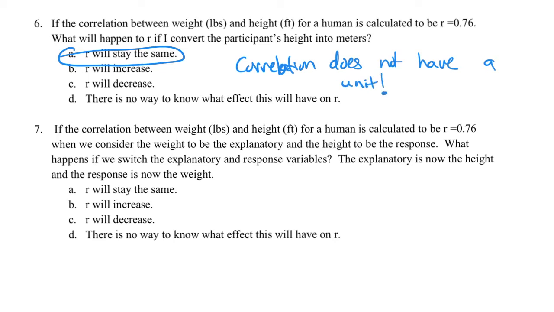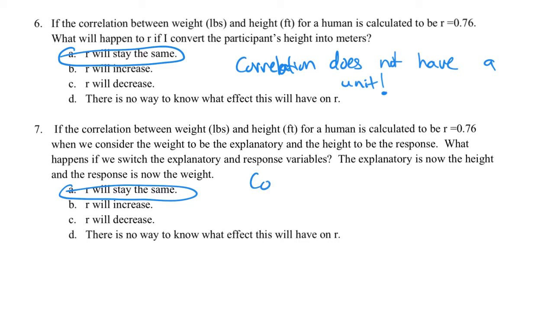And then for 7, if the correlation between the weight in pounds and the height in feet for a human is calculated to be, again, R equals 0.76, when we consider the weight to be the explanatory and the height to be the response. So we're starting out saying weight is the explanatory, height is the response. What would happen if we switch the explanatory and the response variable? So the explanatory is now the height and the response is the weight.